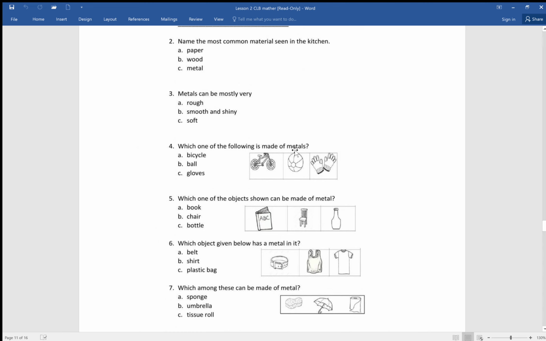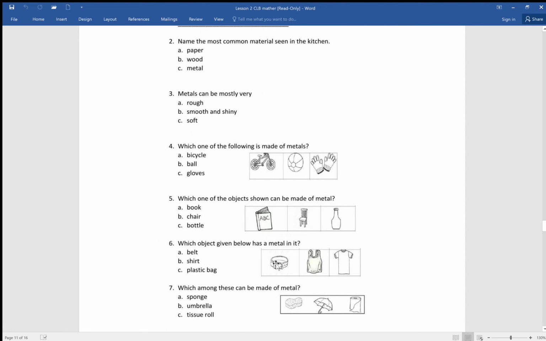Yeah. Which of the following is made of metal? Bicycle, a ball, or gloves? Yes, it's the bicycle. Which of the objects shown here can be made of metal? This book, this chair, or a bottle? Yes, you're correct. It's a chair. I do know bottles can be made of metal, but in this case, this bottle is likely not a metal bottle. Which option given below has metal in it?